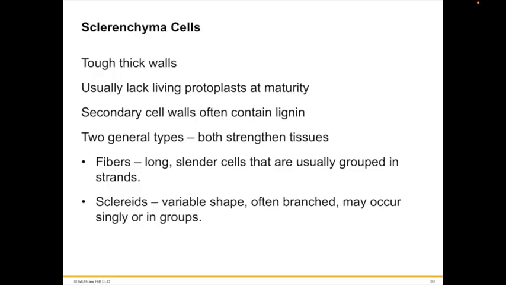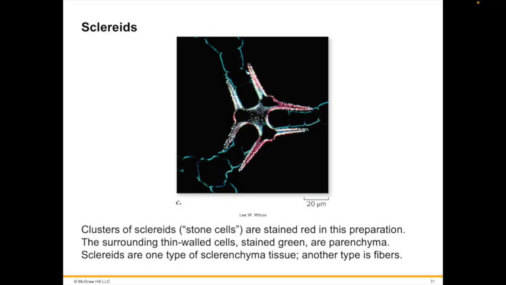Sclereids are also found in hard seed coats, such as the pit of a cherry or even that of a pear. Both of these tough, thick-walled cell types serve to strengthen the tissues in which they occur. And I have never seen a cluster of sclereids that looks like this.